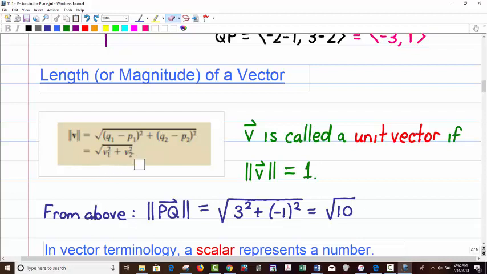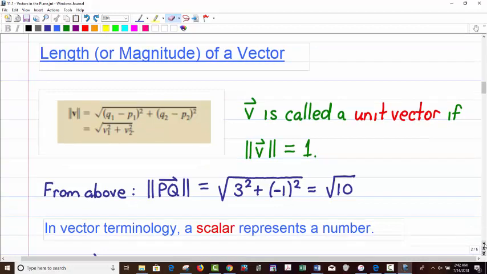And now we have another definition that says vector v is called a unit vector if the length of v, length or magnitude, is 1. We actually use that for other stuff coming up, so that idea is important.